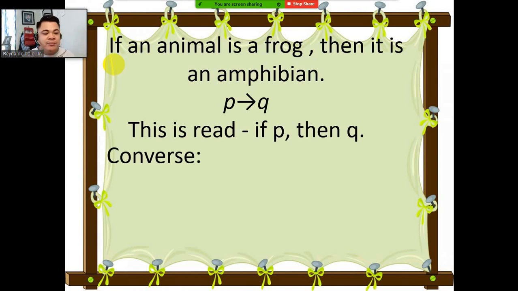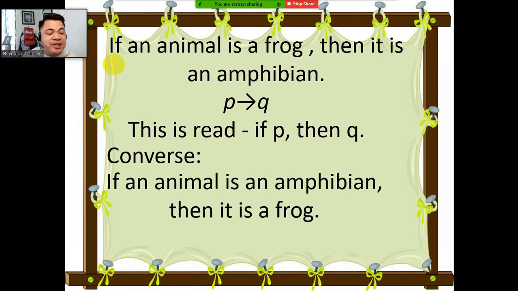Converse: if an animal is an amphibian, then it is a frog. See, we interchange the places of "is a frog" and "is an amphibian." That is already the converse. So you are only allowed to use a noun after if, and then a pronoun after then. It's now Q implies P, or if Q then P.